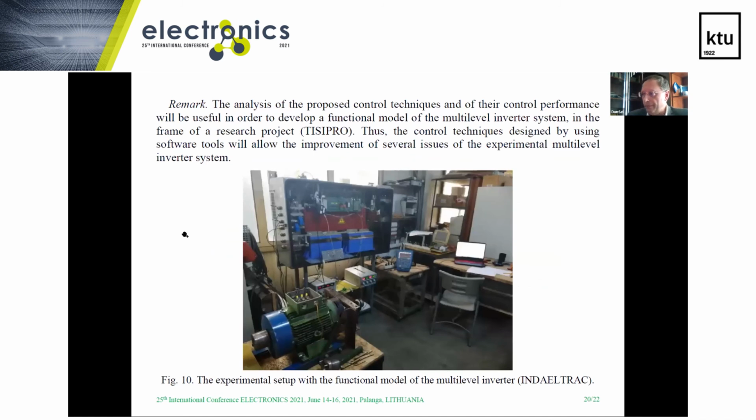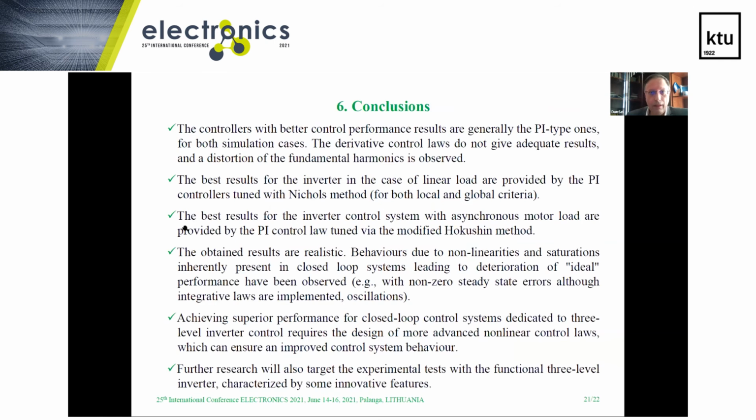All this analysis and simulation are just the first stage of the development of the prototype in our project. And here in figure 10, you can see the experimental setup, which is almost ready at the Indial Track company. And now we are in the stage of testing and validating these simulation models in a real environment. And finally, the conclusions. The controllers with better control results are the PI type in both simulation cases, and the derivative control components do not give adequate results.